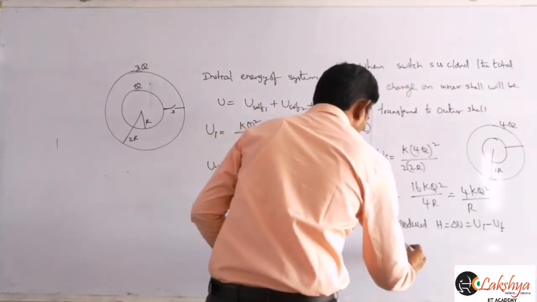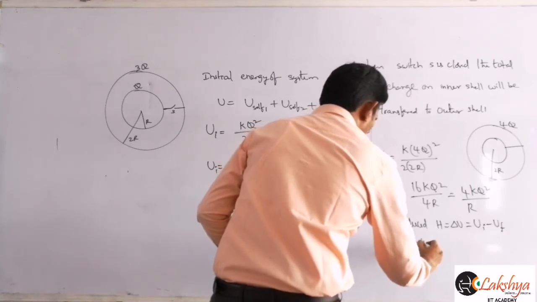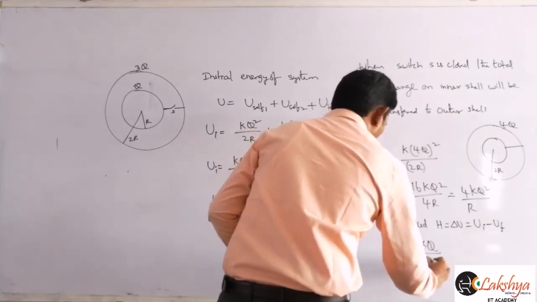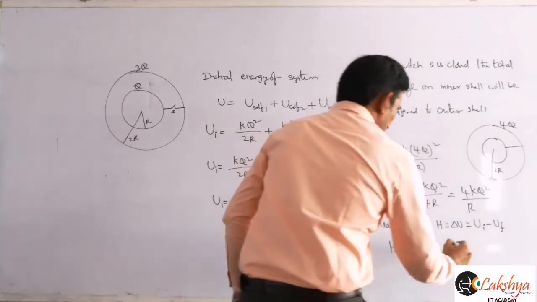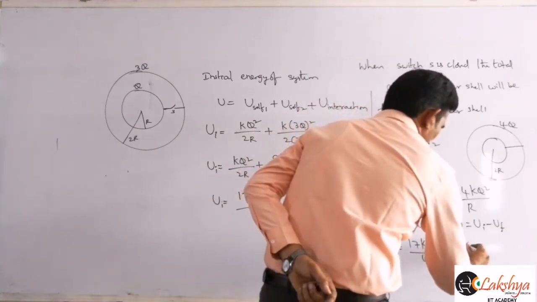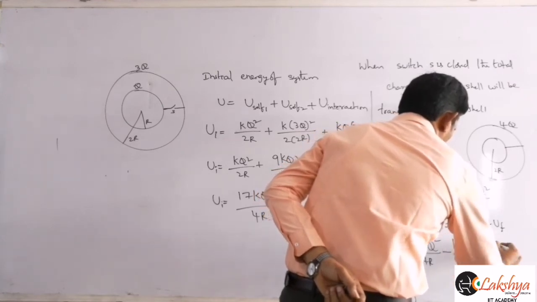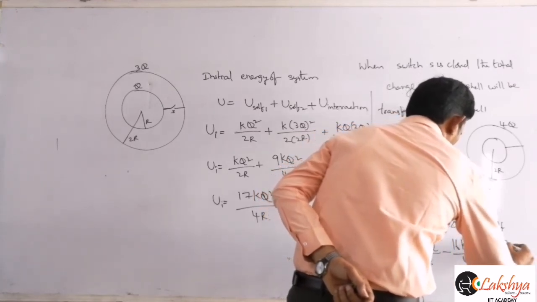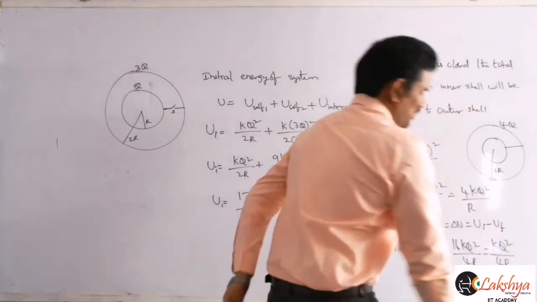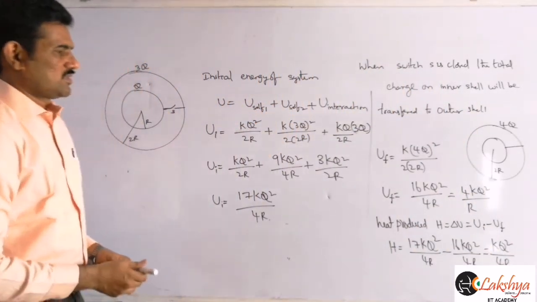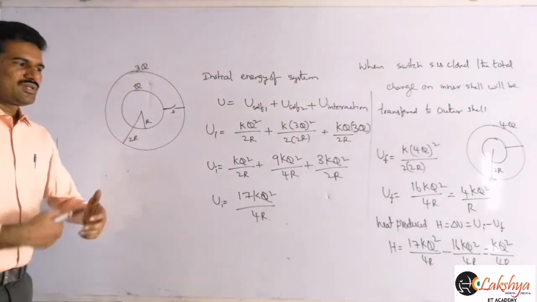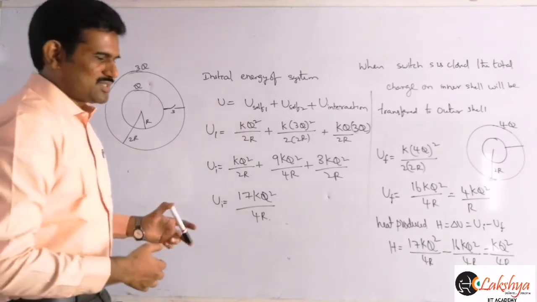Therefore this H is equal to, I can write this as 17 kq square by 4r minus 16 kq square by 4r. And so this value will be finally kq square by 4r. So that will be the amount of heat energy produced there. So like that we can calculate heat energy produced in such types of problems.